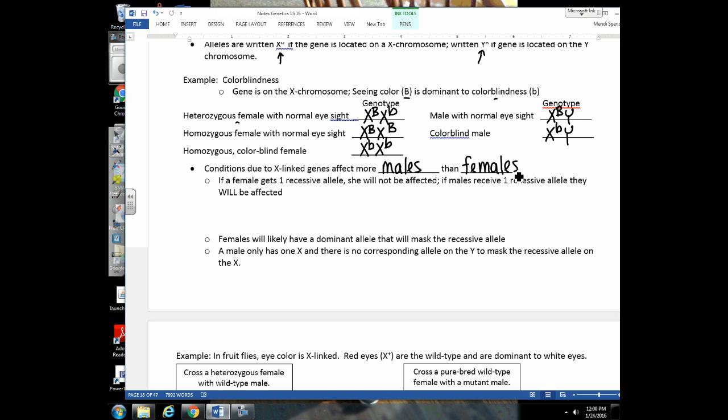Think about it. If a female gets 1 recessive allele from a parent, will she have the trait? No, because she has this one that can mask this one. So she's not going to show color blindness. If a male receives 1 recessive allele, he's got it. He does not have another X that could have that dominant normal allele that could cover up that recessive one. And again, there's no corresponding allele on the Y for this trait because the X and the Y are not homologous chromosomes.